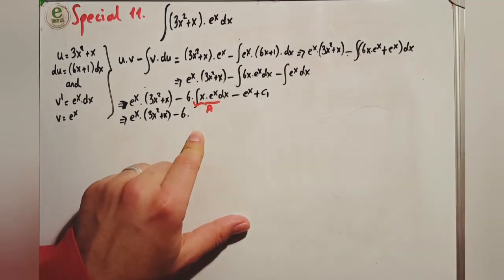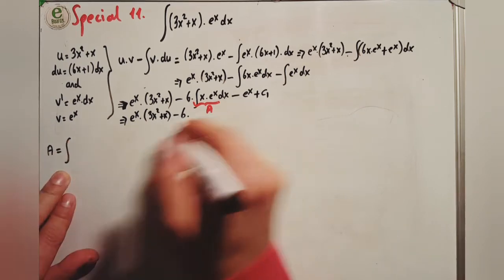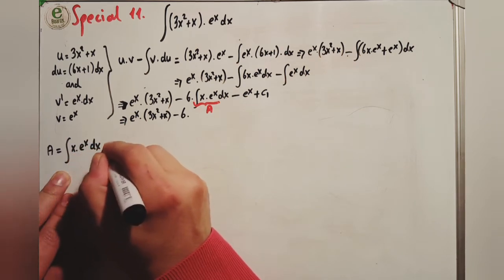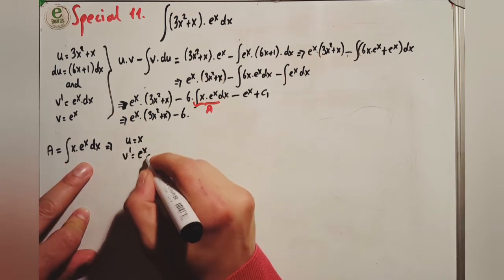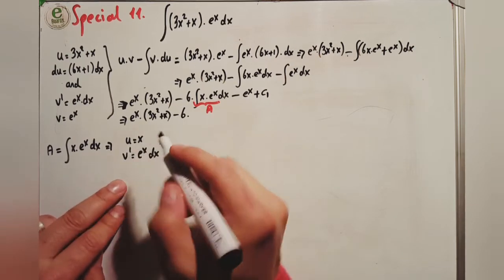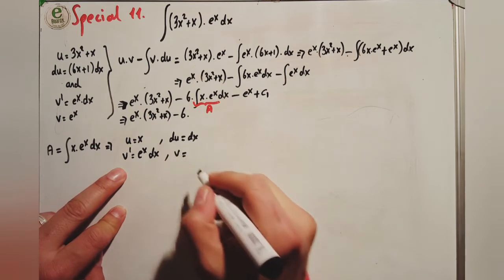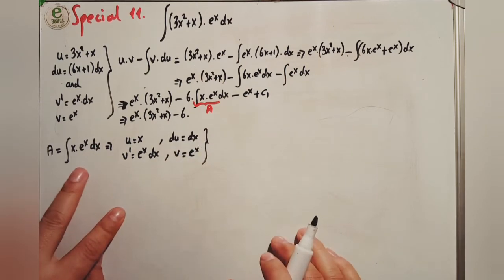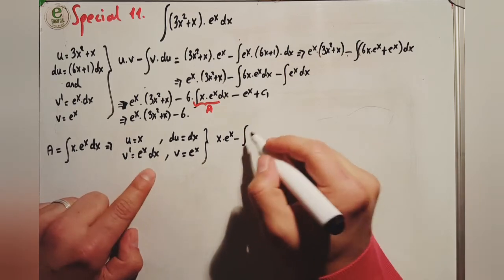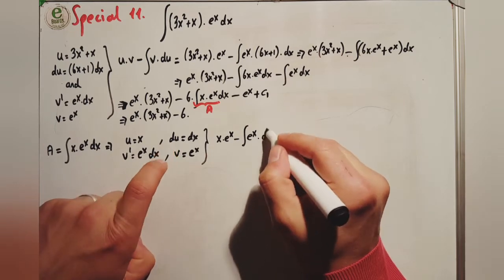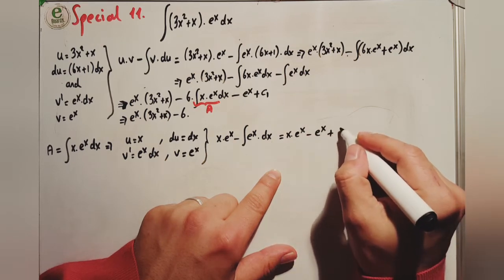This part is A, I will solve A here. So the integral of x times e to the power of x dx is equal to, for u is x and for v prime we are going to use e to the power of x dx. If u is x, when we differentiate both sides, we have du equal to dx. For v prime, we get v is just e to the power of x. And after that, u times v, x times e to the power of x, minus the integral of v times du, e to the power of x dx, is equal to x times e to the power of x minus e to the power of x plus c2 constant term.